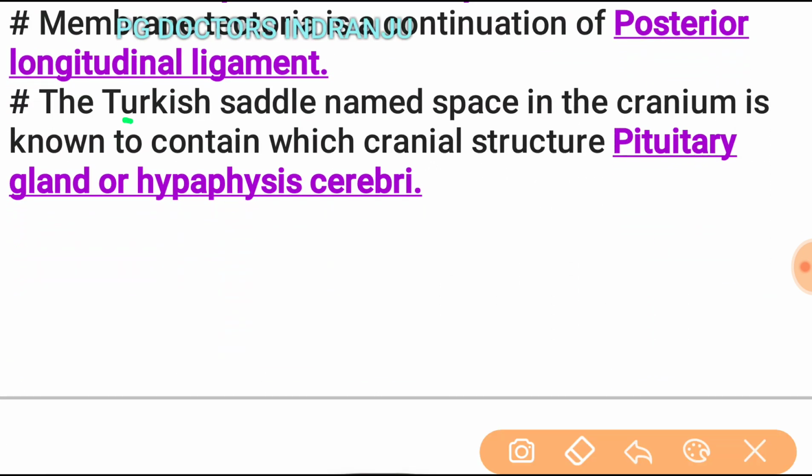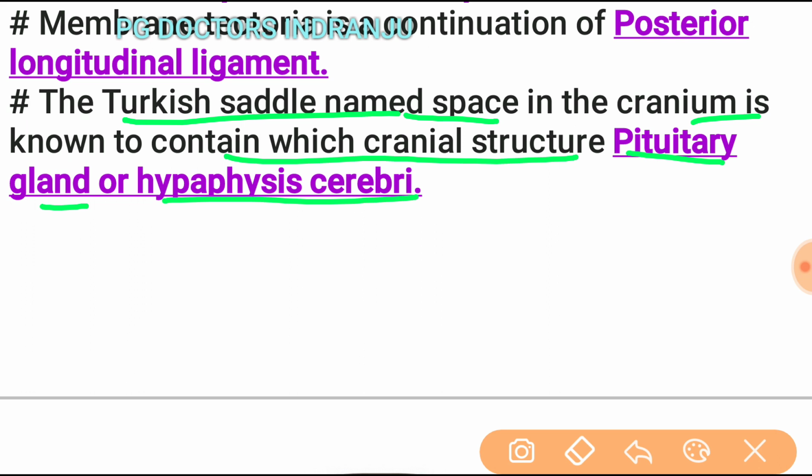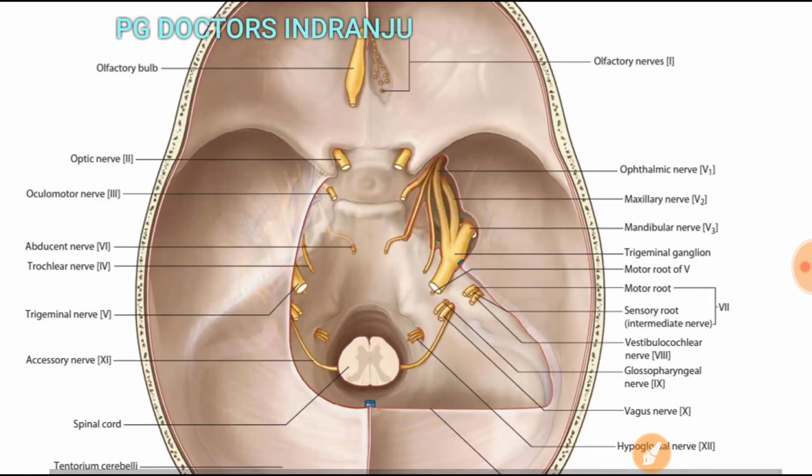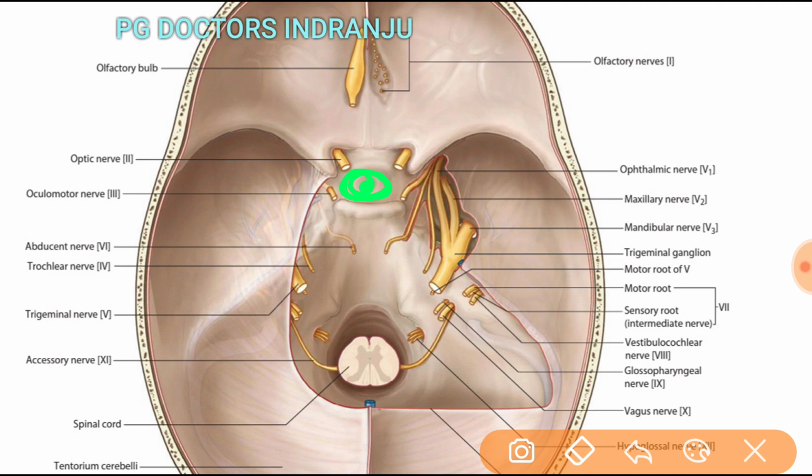Next is the Turkish saddle. Named space in the cranium is known to contain which cranial structure? It is the pituitary gland, the hypophysis cerebri. The Turkish saddle is named for the sella turcica. Already told, that structure lies in that.